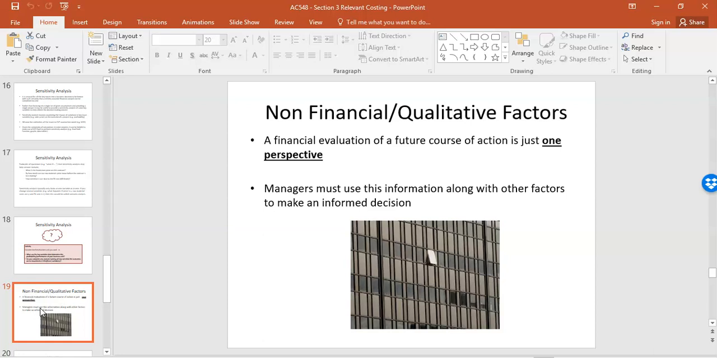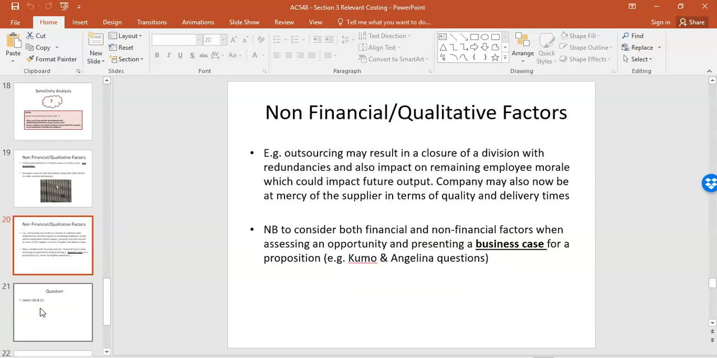So this is where you put your managerial hat on and you try and give points that won't be captured by the financial analysis. So for example, if outsourcing may result in closure of a division, then you're looking at the impact on employee morale, and the impact in terms of, well, is the outsourced company the same quality? Do you have the same guaranteed lead times? So we're just trying to think, can you present a business case? One element of the business case is the financial side of things, but I want you to get thinking outside the box for companies such as Kumo and Angelina.